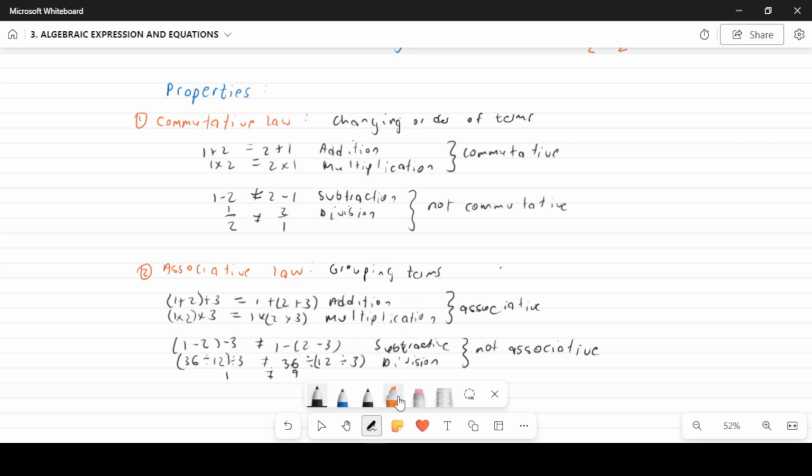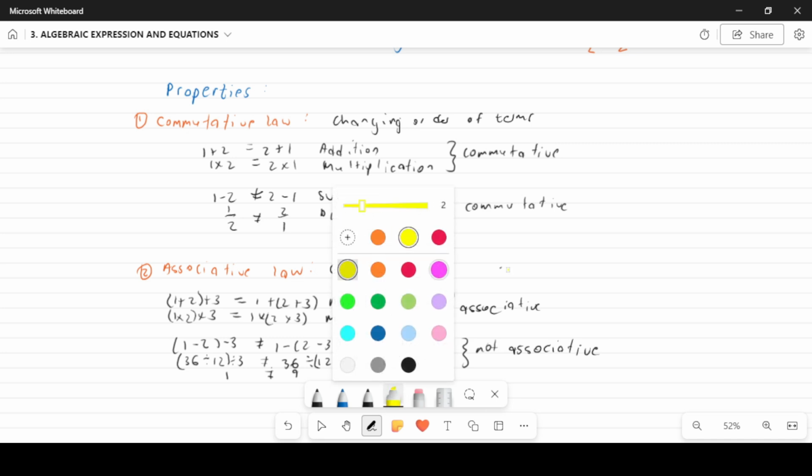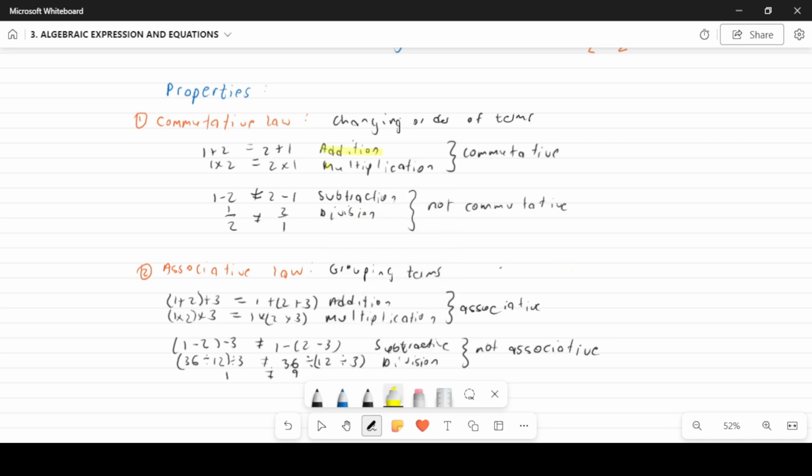So far you can see that addition and multiplication are both commutative and associative. And you can see that subtraction and division are not commutative and not associative.